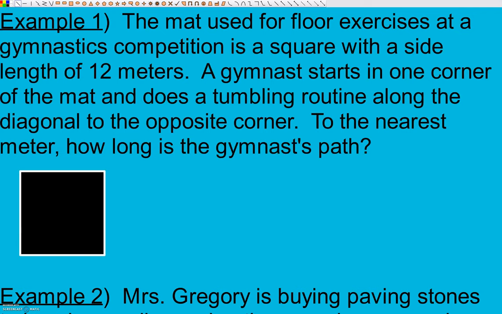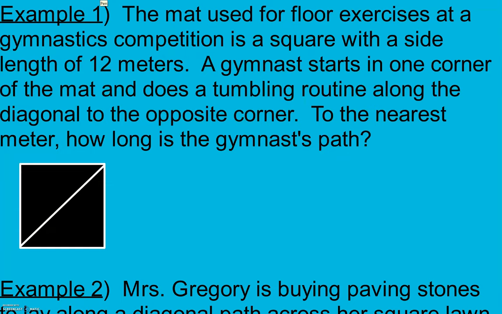In example 1, the mat used for floor exercises at a gymnastics competition is a square with a side length of 12 meters. A gymnast starts in one corner of the mat and does a tumbling routine along the diagonal to the opposite corner. So here, starts here, for example, and goes across to the opposite corner. To the nearest meter, how long is the gymnast's path? And here we know that the side length of our square is 12, all the way around.